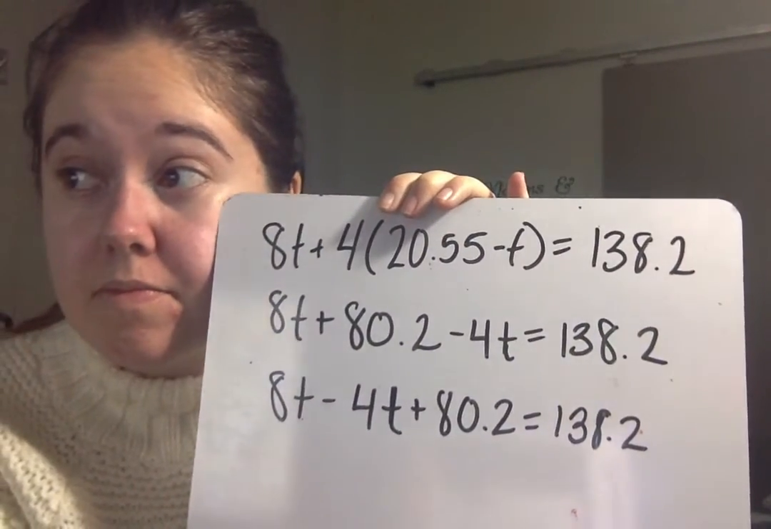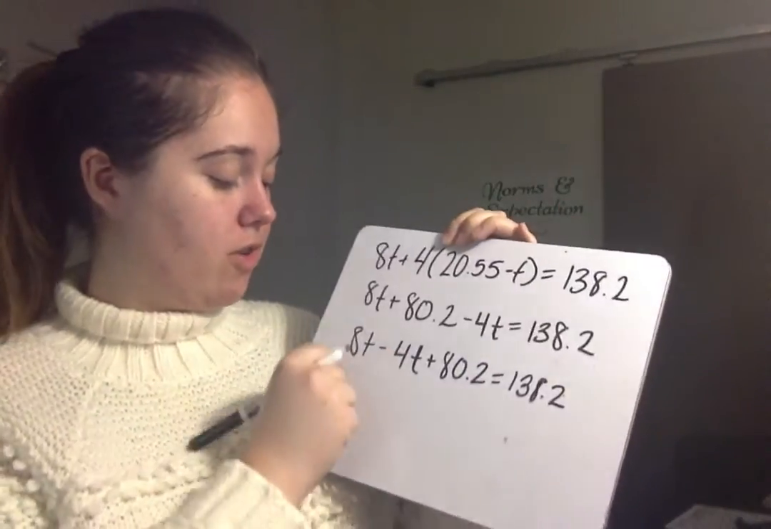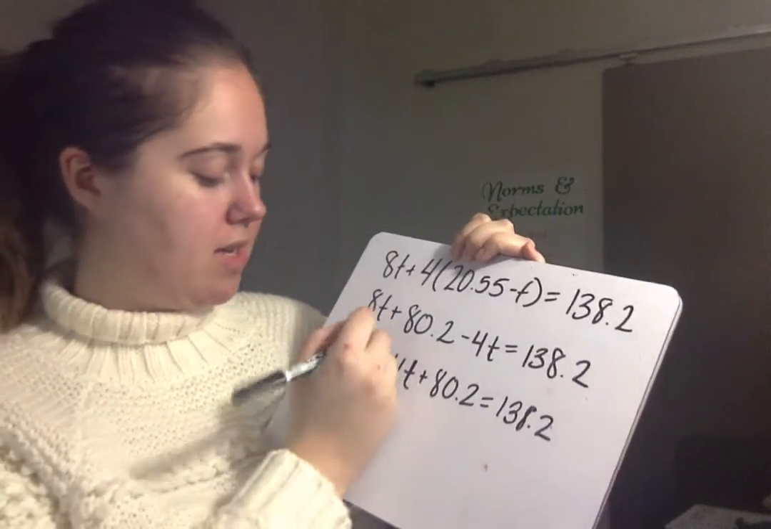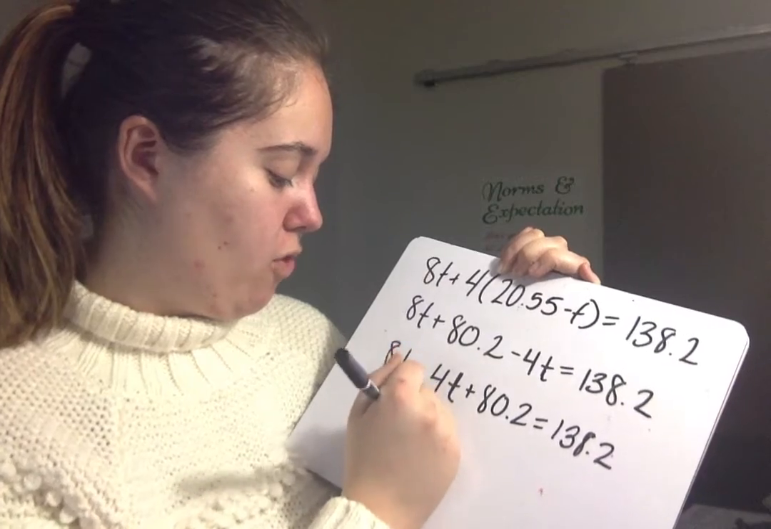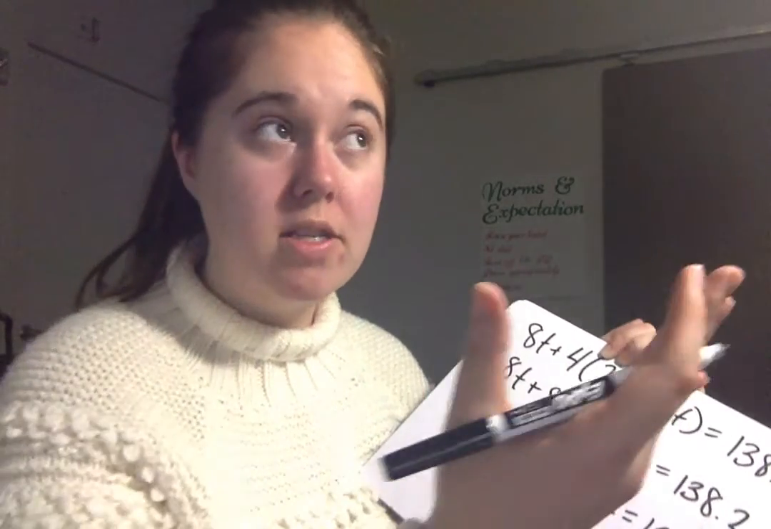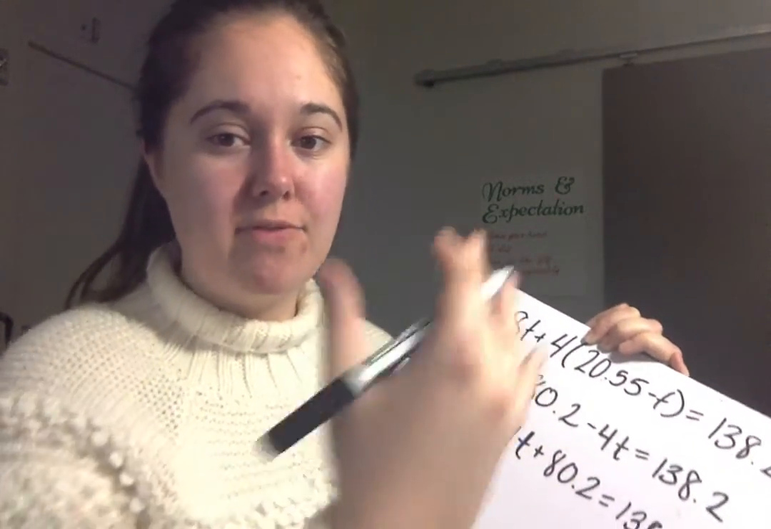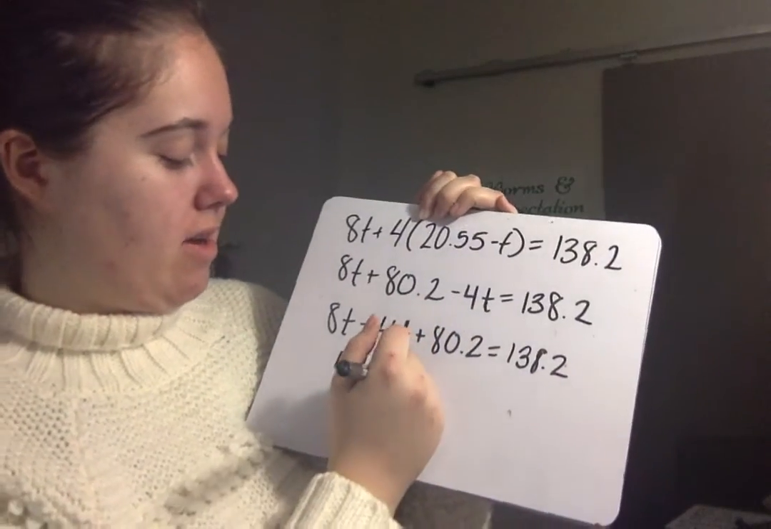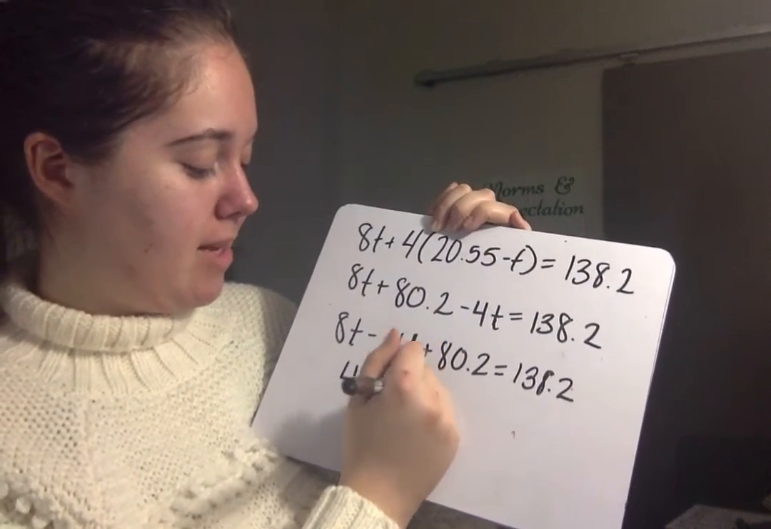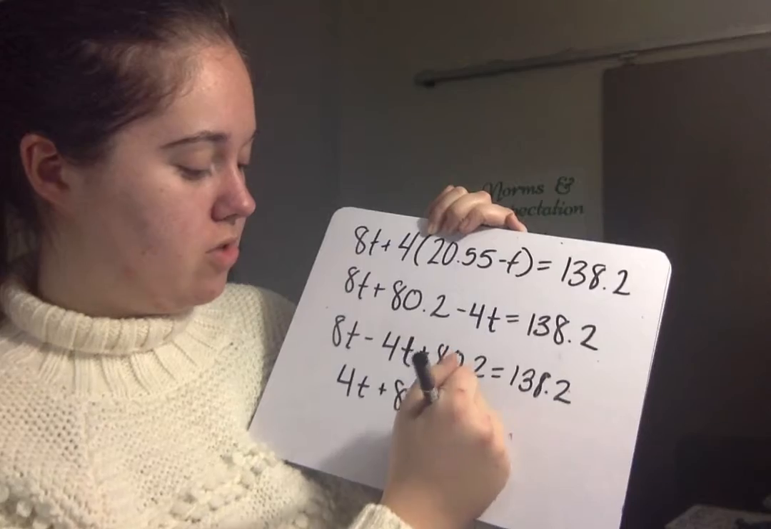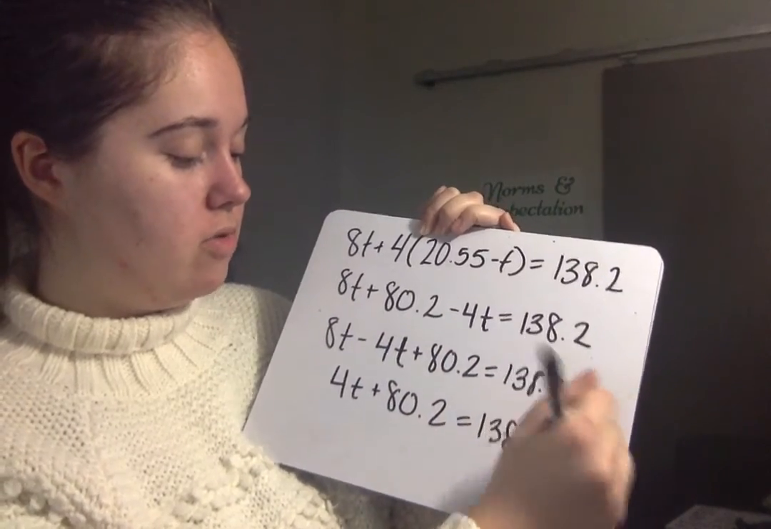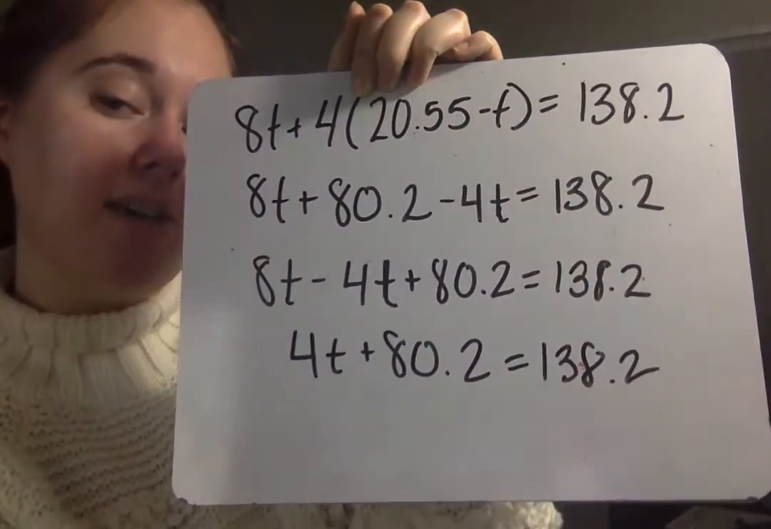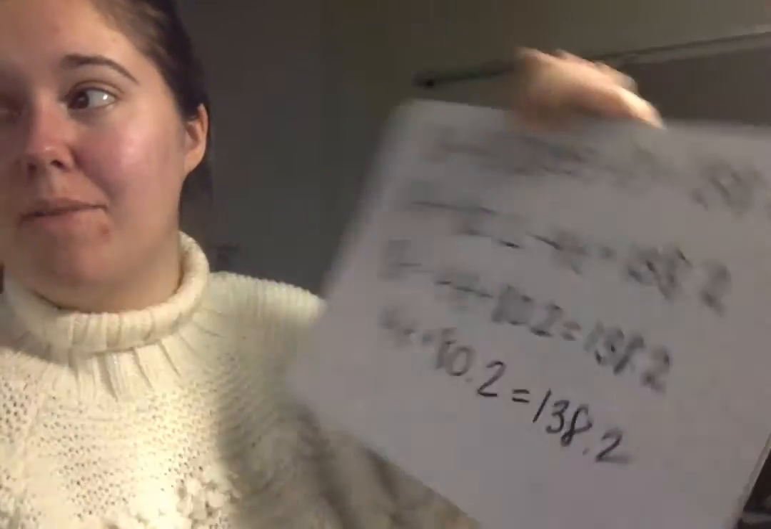Okay, so now we need to shorten it out even more. 8t minus 4t. 8t minus 4t is going to give me 4t, right? Because 8 minus 4 is 4, so 8t minus 4t would be 4t. Okay, so 4t plus 80.2 equals 138.2. So far, all we've done is rewrite this in a simpler way, right?